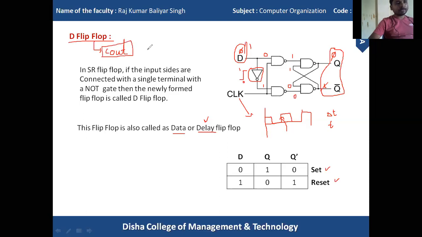In a similar way, the D flip flop can be used in registers, because registers are used to store data. Clear? And they also shift the data. A register is basically used to store the data as well as shift the data. Similarly, if you are using D flip flop in a register, as the D flip flop is the data flip flop, the delay flip flop, that means we can store the data for some time. But the time is delta t, or t, one clock cycle. So this is all about SR flip flop and D flip flop.